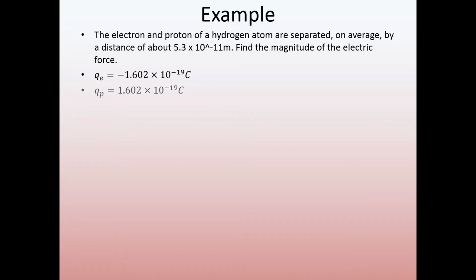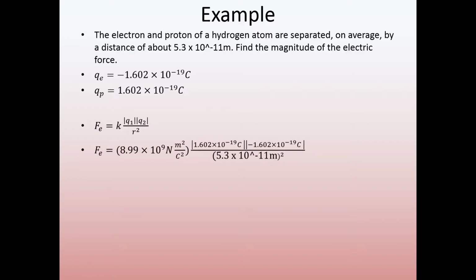Let's do a short example. The electron and proton of a hydrogen atom are separated on average by a distance of 5.3 times 10 to the negative 11 meters. Find the magnitude of the electric force. We're given the charges of the electron and proton and know how far apart they are. Using Coulomb's law, the electric force can be found by plugging the values in. With that, the electric force is 8.2 times 10 to the negative 8 newtons.